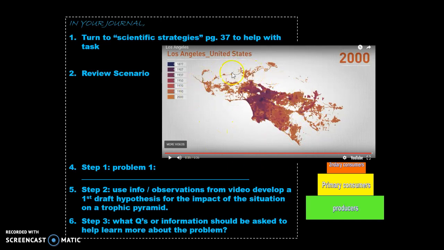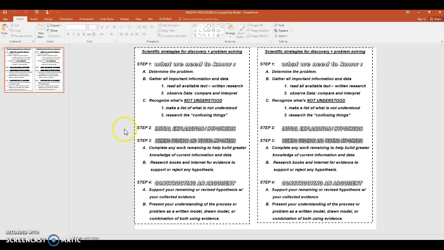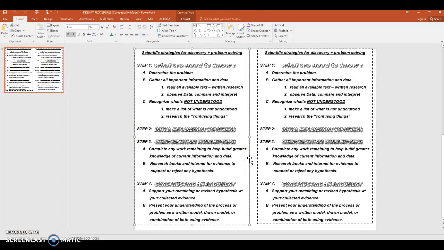So we already reviewed, we investigated the video, which shows population growth, right? It says step 1, problem 1. So step 1 in our scientific strategies on page 37 asks us, what is the problem? So our task here is we have to try to design a scientific problem. On page 37, everybody has this glued in, and this is the scientific strategies. Again, that's found on page 37. And step 1 is, what do we need to know? So we just examined the population growth in LA historically.